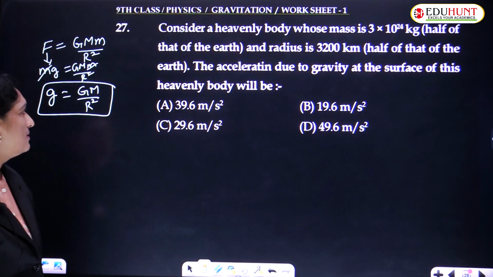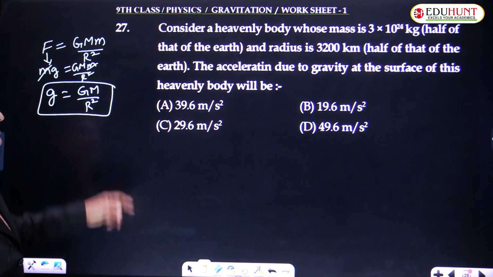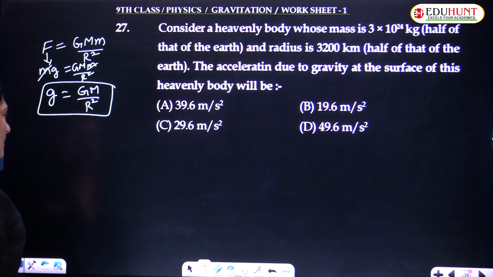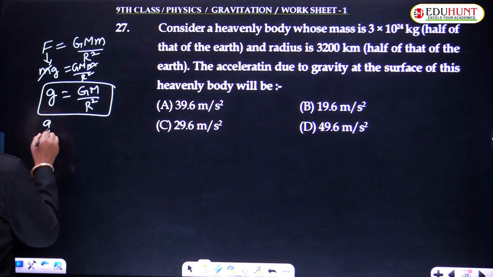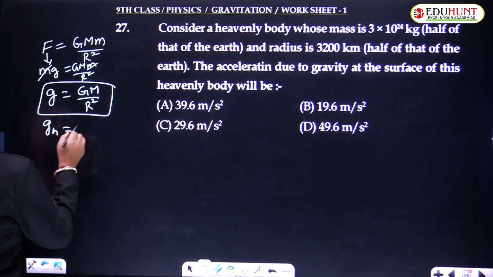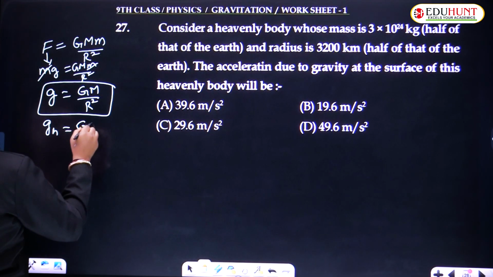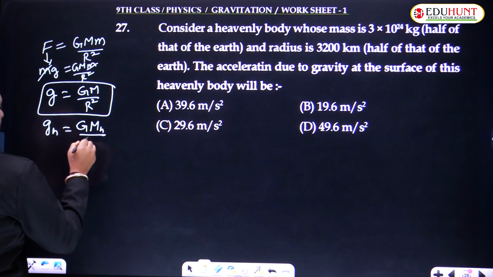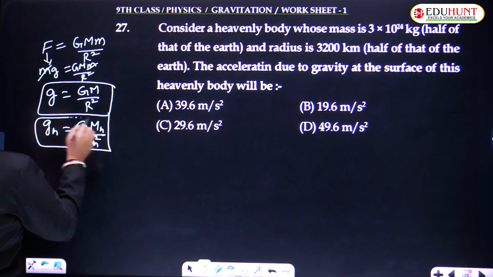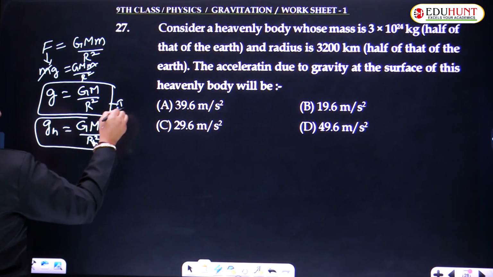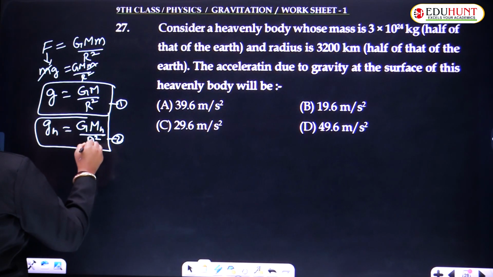So remember this. Acceleration due to gravity is given as GM by R square. Similarly, on the heavenly body, it is given as gH is equal to the universal gravitational constant times the mass of the heavenly object over the radius of the heavenly object whole square. So let this be equation 1 and this be equation 2.